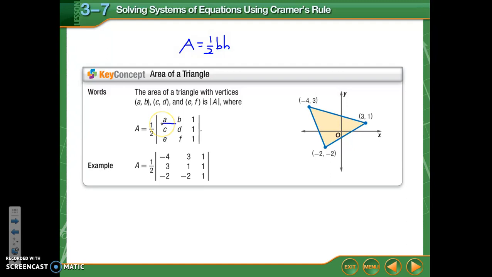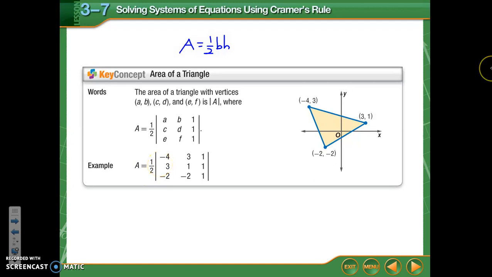So my first set of coordinates goes here. So notice here they have the ordered pair negative 4, 3. My second pair of coordinates goes here, 3, 1. And my third ordered pair goes here, which in this case is negative 2, negative 2. And then because we can only take determinants of square matrices, we fill out our third column with 1s. And if I take the determinant of that and then multiply by 1/2, I will get the area of the triangle.